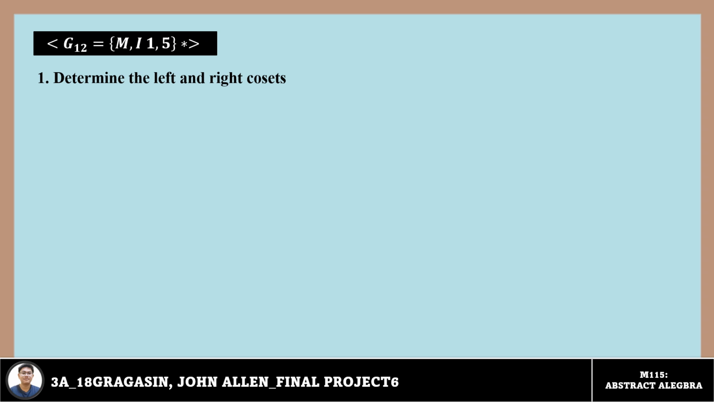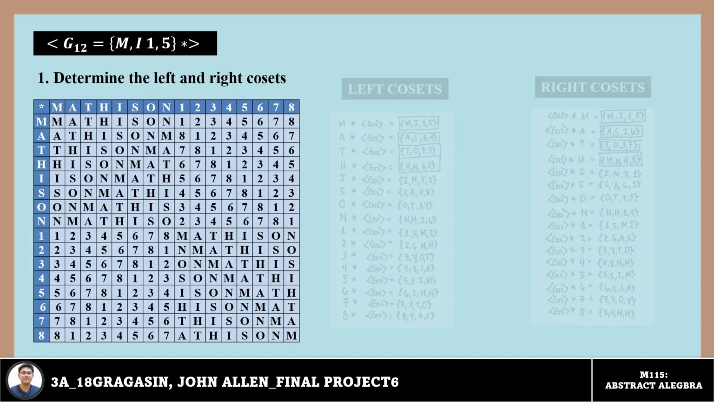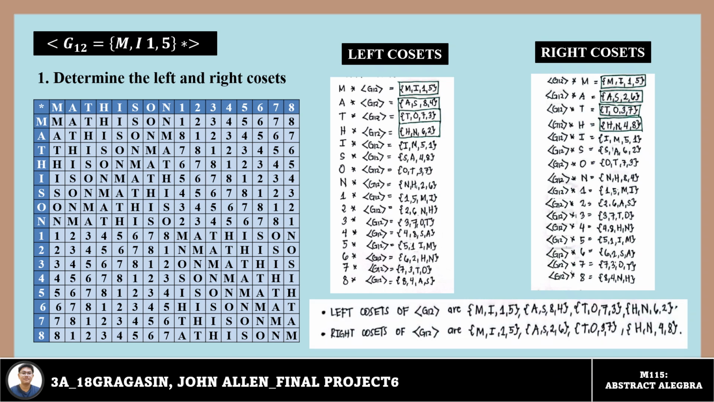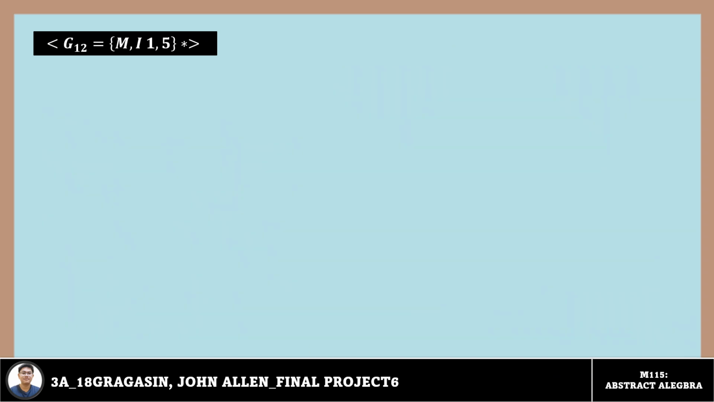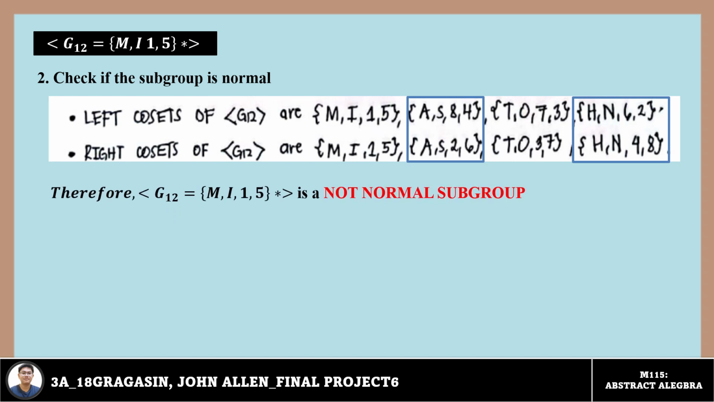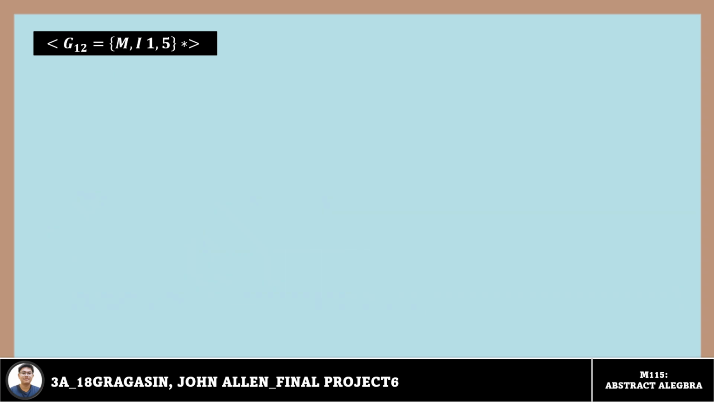And then for our G sub 12, with elements 1 and 5 under the binary operation, we need to consider this again. And then we have this answer. And then we check if it is a normal subgroup. So as you can see here, some of the elements are not equal, therefore it is not a normal subgroup. And then index of the subgroup, we have 4 right cosets, therefore the index of the subgroup is 4.